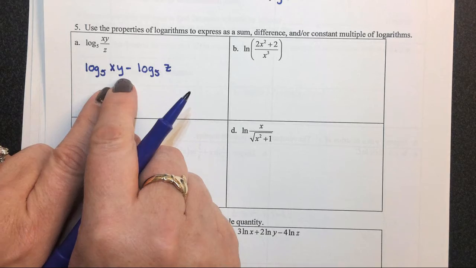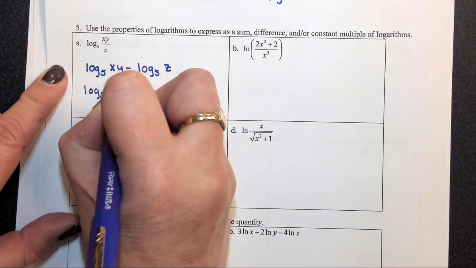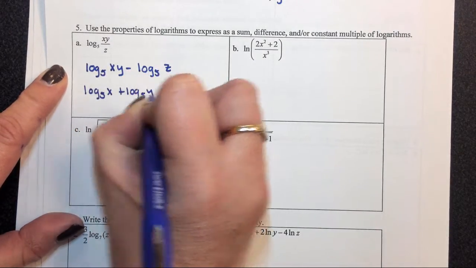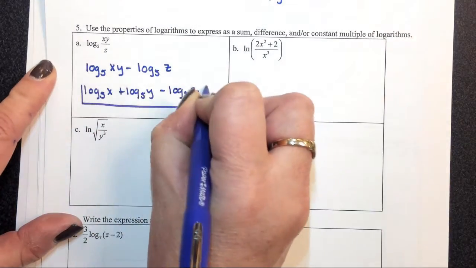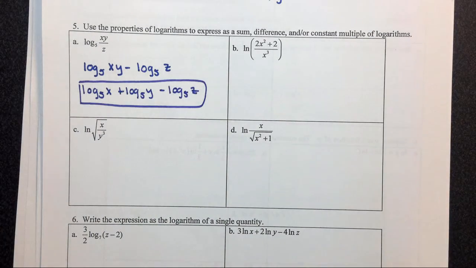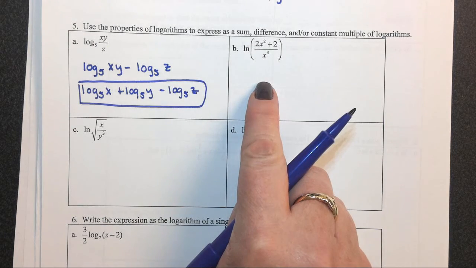Now, can you break x times y up any further? Yes, because you can rewrite this as log base 5 of x plus log base 5 of y minus log base 5 of z. So we can use those properties to expand out an expression. So any questions on A? So let's take a look at B.